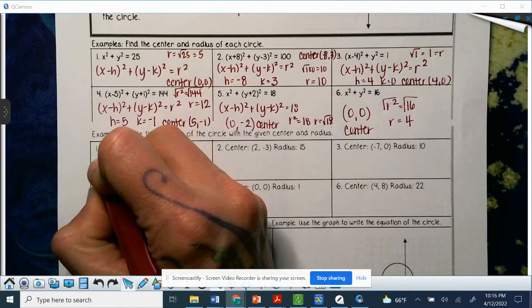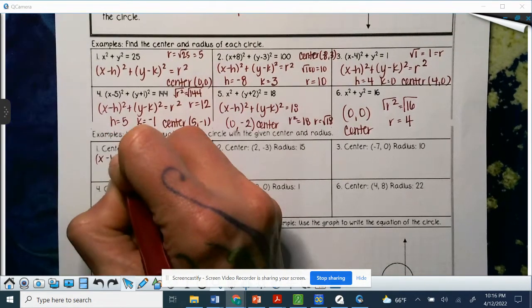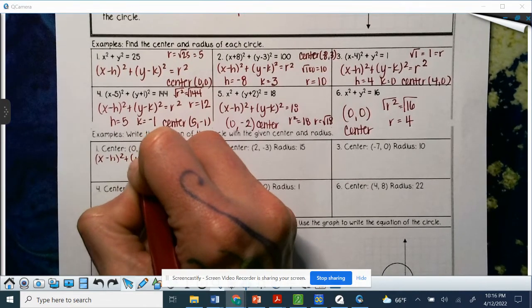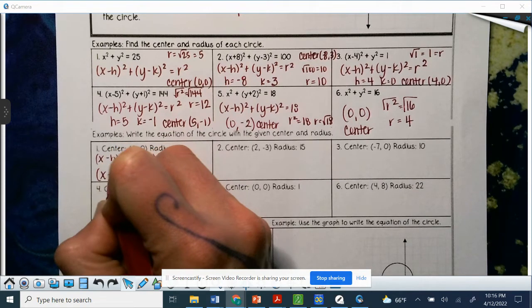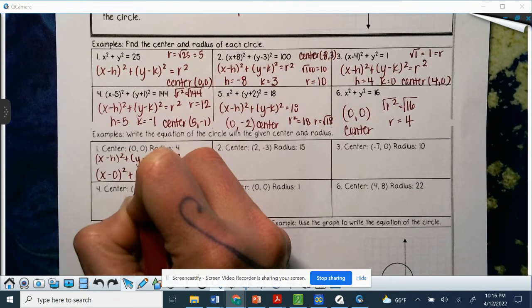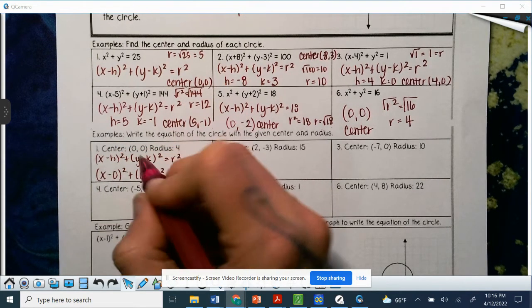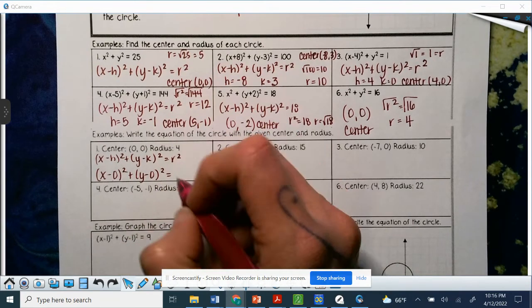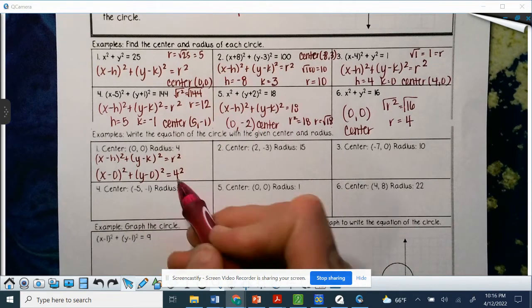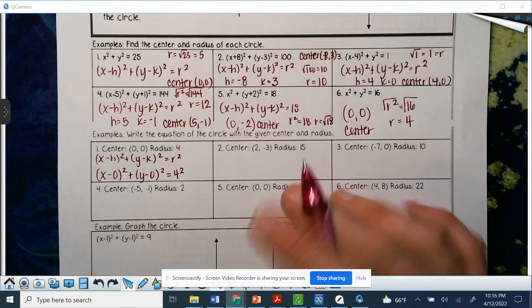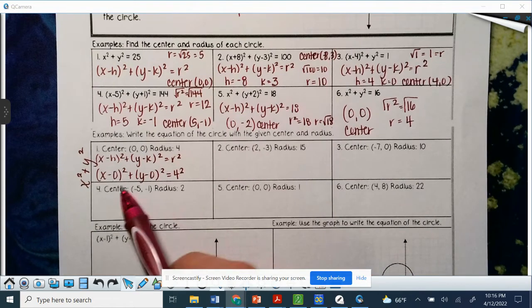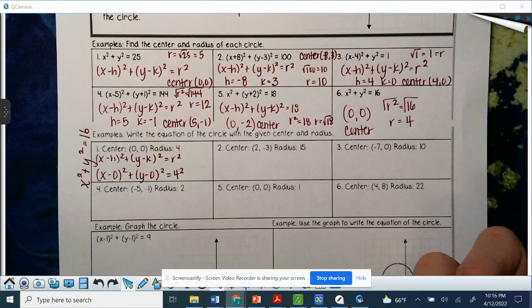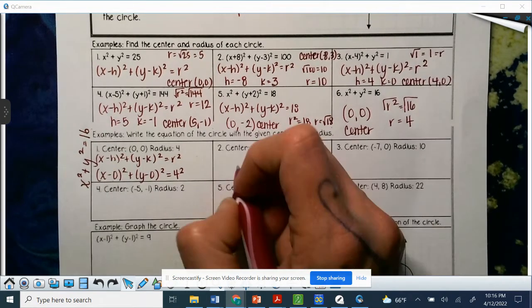So we know it's x minus h squared plus y minus k squared equals radius squared. So x minus h, in this case, h is 0, y minus 0, because k is 0, equals radius squared, so 4 squared. This is not a good equation, guys. You're going to simplify that. So it's going to be x squared plus y squared, because there's a bunch of zeros there, equal 16, because 4 squared is 16.